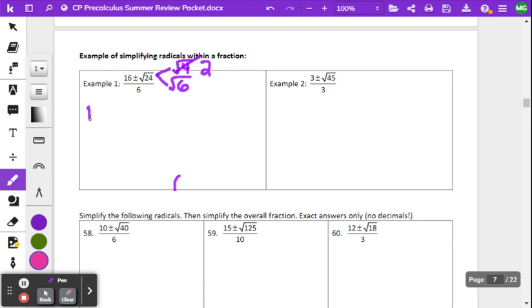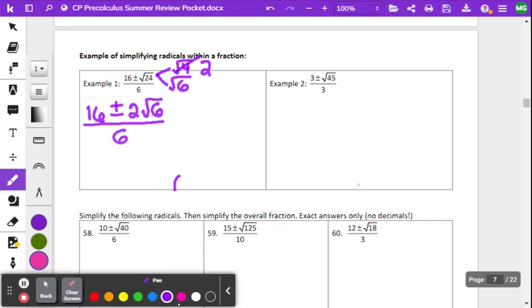So just as a little rewrite, we have 16 plus or minus 2 root 6. We keep that 6 under the radical, all divided by 6. And now what we always have to check is, are all of these terms divisible by a particular value? And if we look at them, 16, 6, and 2 are all divisible by 2. So we can divide each of these by 2.